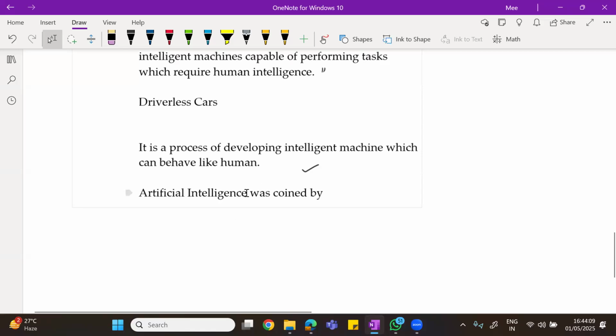So artificial intelligence is a term which was coined by a gentleman called John McCarthy. Okay, now again, he is no more. He expired, like 10 years back.